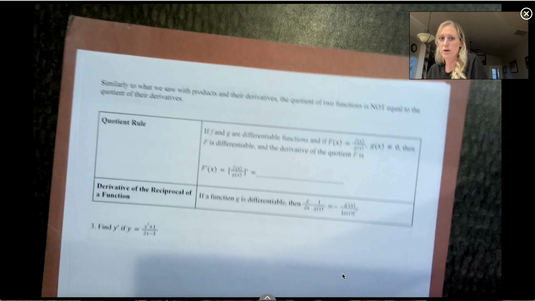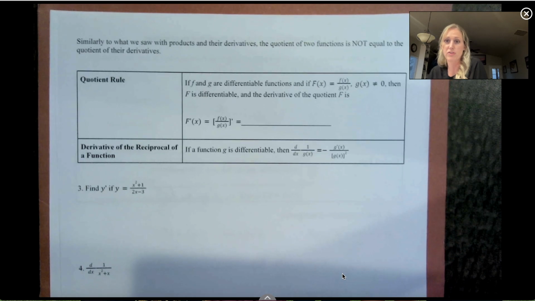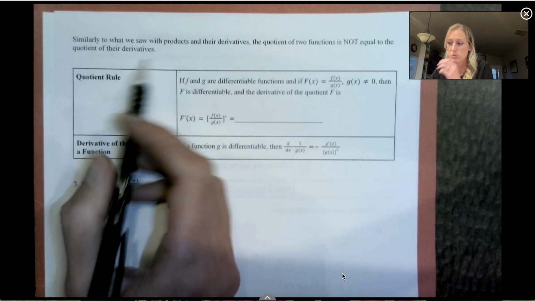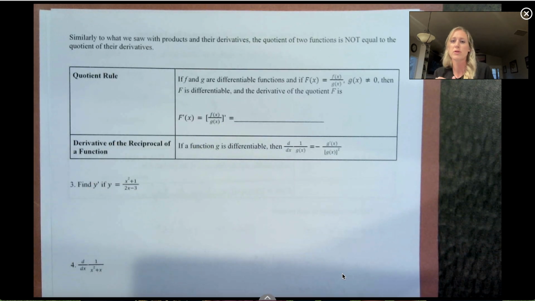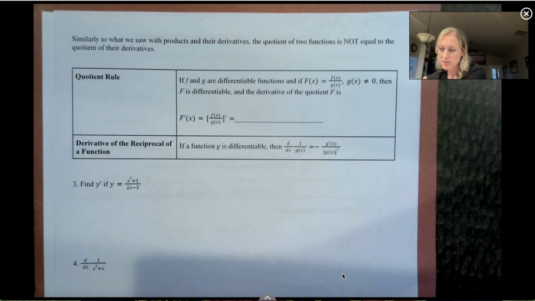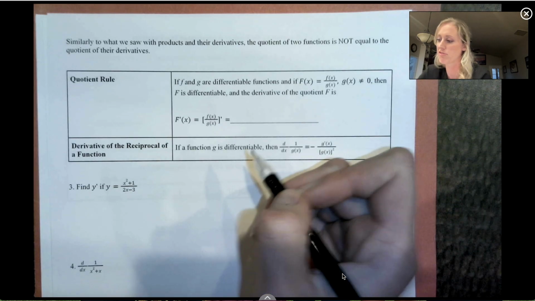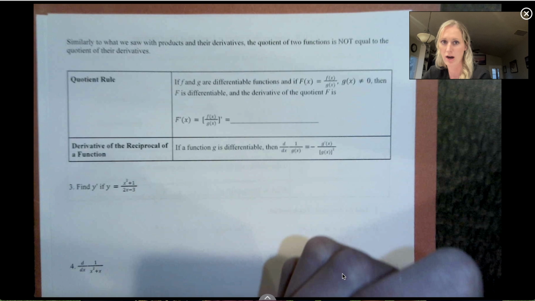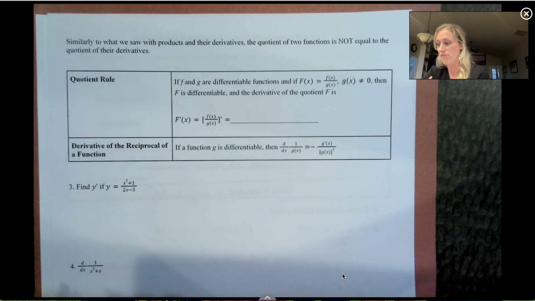Okay, we also have a similar rule, you guys, when we're finding the quotient. Similarly to what we just saw with products, the derivative of the quotient of two functions is not equal to the quotient of their derivatives. So we have a different rule. Again, this is proved in your book with the limit definition of a derivative, but basically here's what we get for the derivative of a quotient.